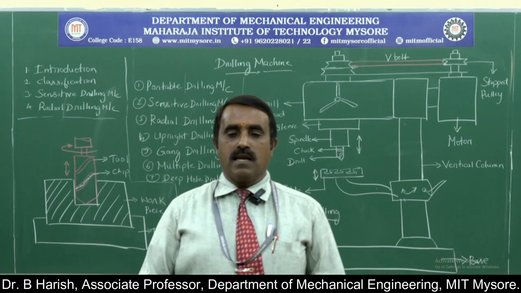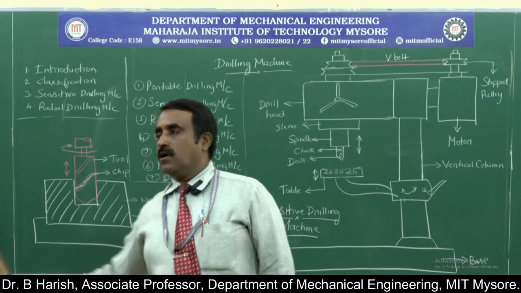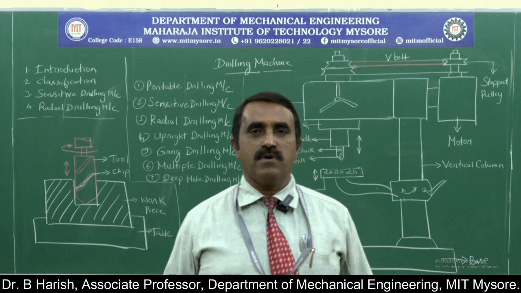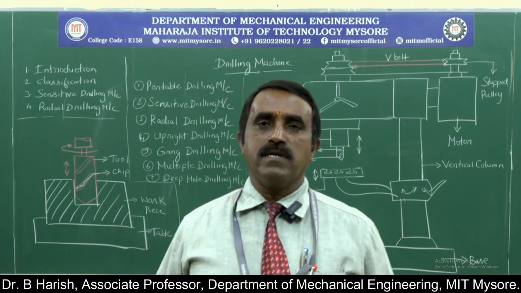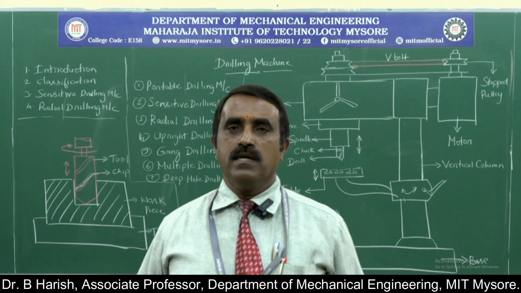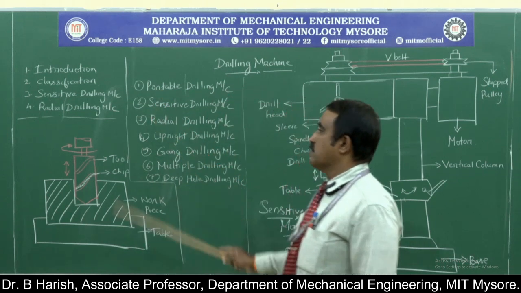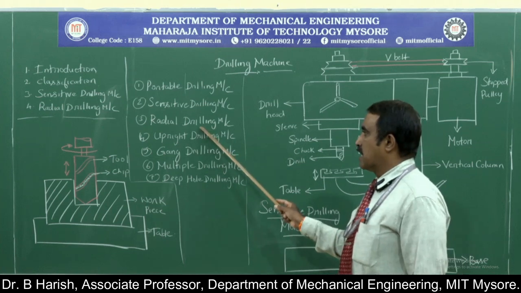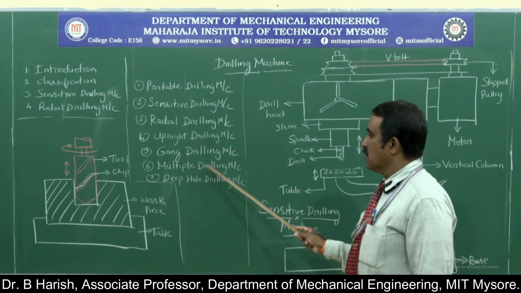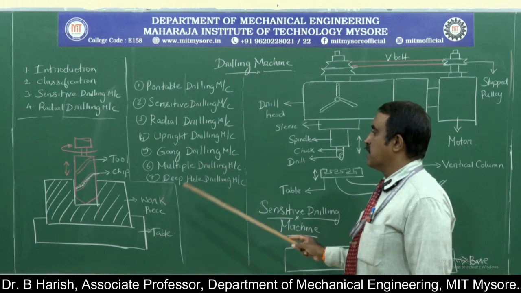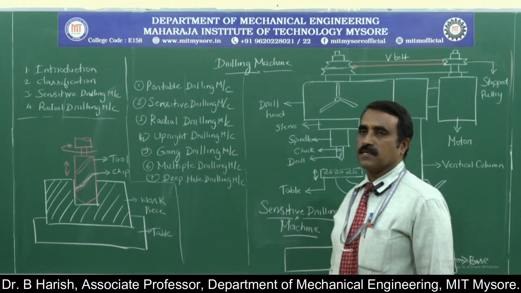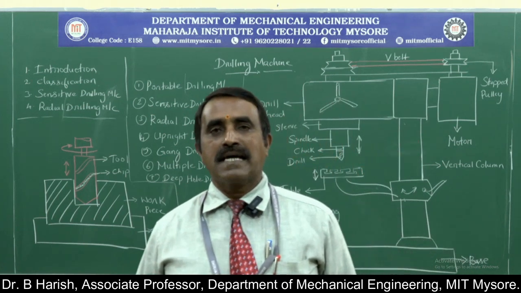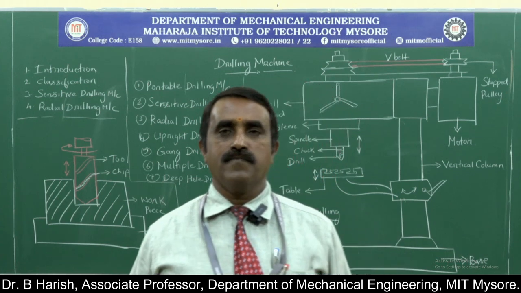Once we know what drilling is and its principle, next we will go to the classification of drilling machines. Drilling machines are classified into different types. The first one is the portable drilling machine. Second is the sensitive drilling machine. Then radial drilling machine, upright drilling machine, gang drilling machine, multiple drilling machine and deep hole drilling machine. These are the different types of drilling machine according to classification.